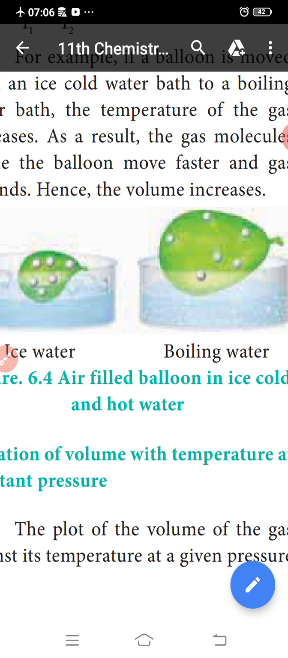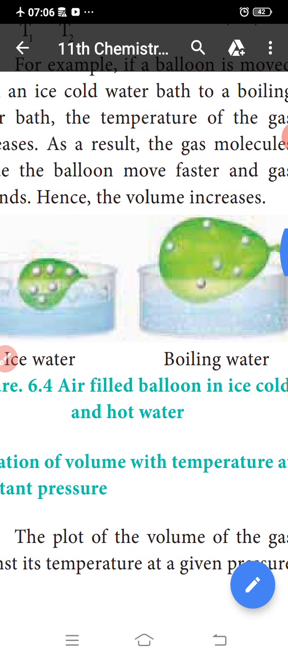See this: two bowls, one bowl filled with ice water, another bowl filled with boiling water. When the balloon goes from the ice cold water bath to the boiling water bath, the temperature of the gas increases. As a result, the gas molecules inside the balloon move faster and the gas expands. So as the temperature increases, the volume increases. This is the Charles' law example.